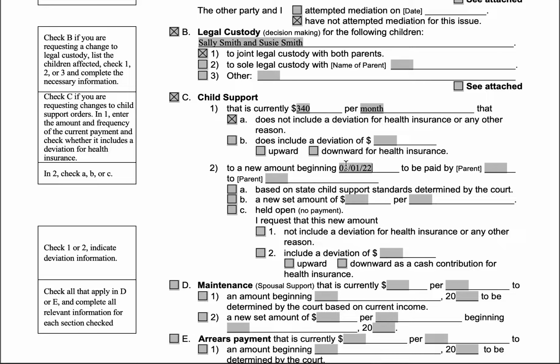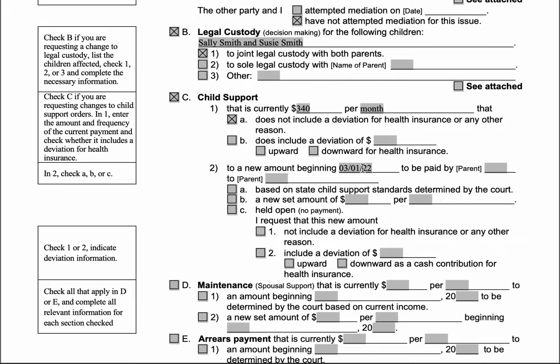So you could say, let's say your child was turning 18 on May 25th. You could go ahead and say, I want it to take effect May 25th or May 26th there. So you could list that there.